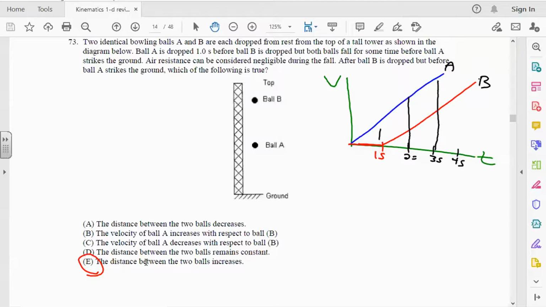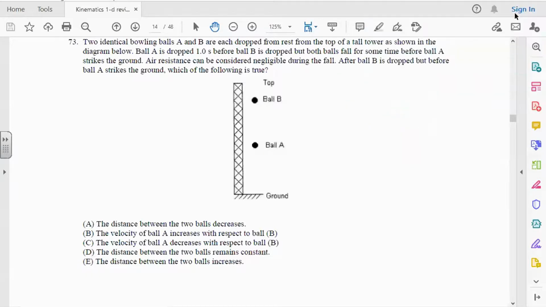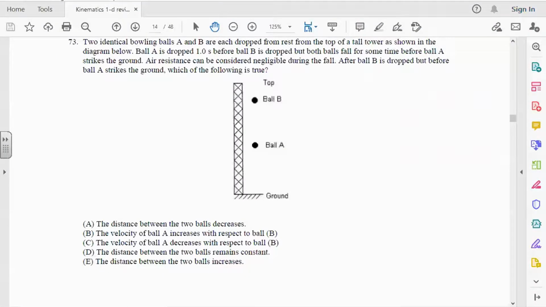Questions on 73? Everybody's good with 73? All right, I have one more that I'm going to go over, and then I will open it up to you if you have questions. So that is number 78.